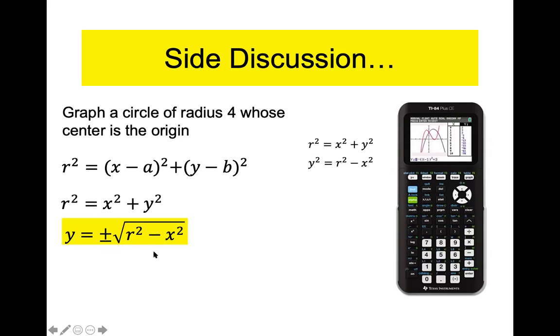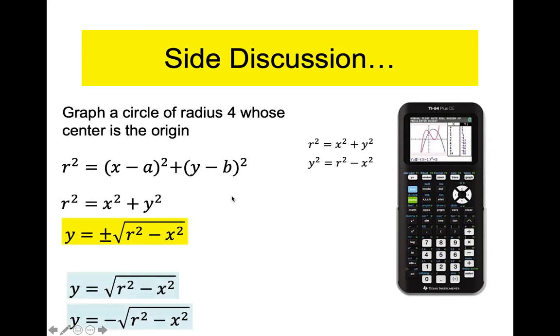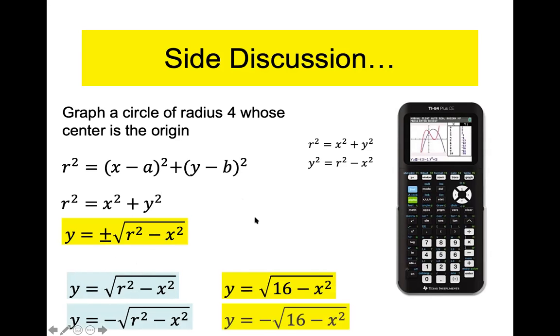And this in yellow is what you would have to type into your calculator if you wanted to graph it, if you want to mess around with this. Now, your calculator doesn't have a plus and a minus button, so we separate that into 2 equations. One where the square root is positive and one where it's negative. Not inside negative, but outside. So in yellow, there is what you would type into your calculator. What was our radius? Our radius was 4. So that would be 16. So in yellow there, if you're curious what this will look like, type that into your calculator.